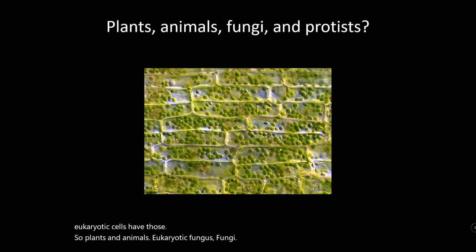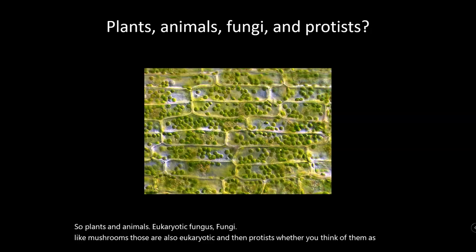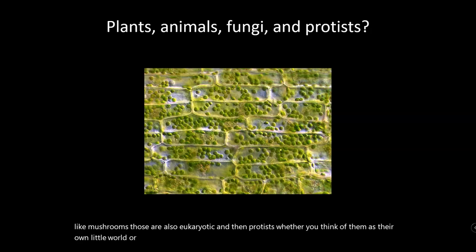Fungi, like mushrooms, those are also eukaryotic. And then protists, whether you think of them as their own little world or you realize that taxonomically they are plants, animals, or fungi, they have eukaryotic cells as well.